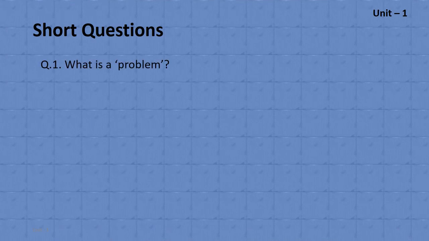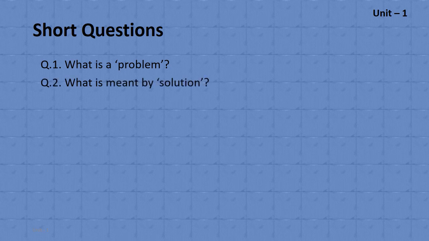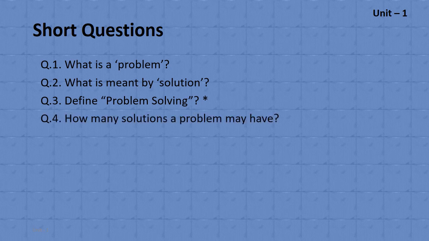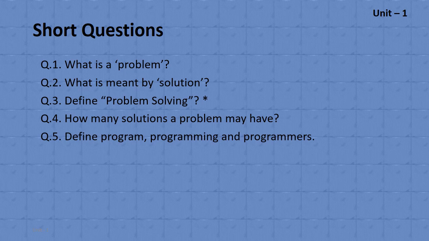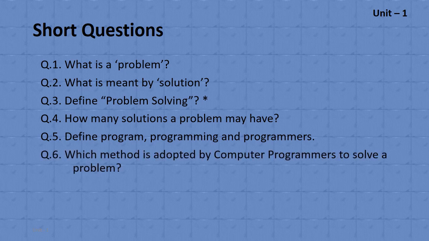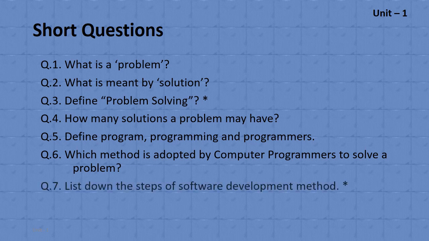The short questions from these topics which we have just learned are: what is a problem? What is meant by solution? Define problem solving, an important question. How many solutions a problem may have? Define program, programming, and programmers. Which method is adopted by computer programmers to solve a problem? List down the steps of software development method. Question number 3 and 7 having stars in the end are very important questions. You will find the answers from this video.